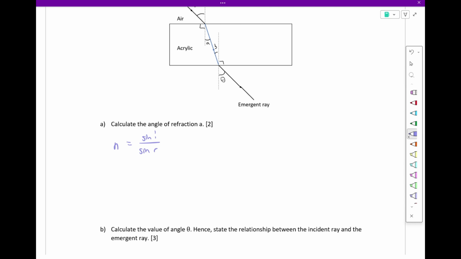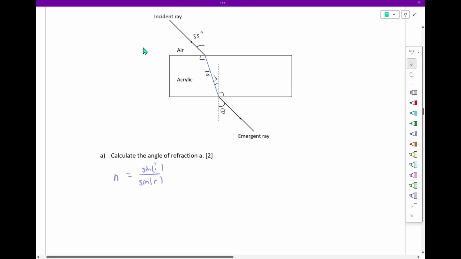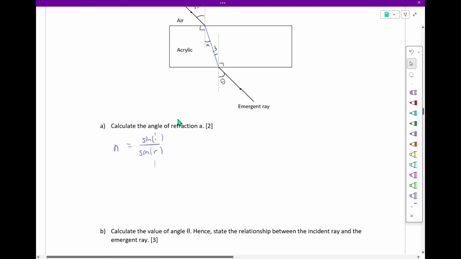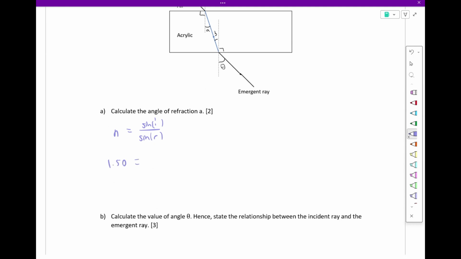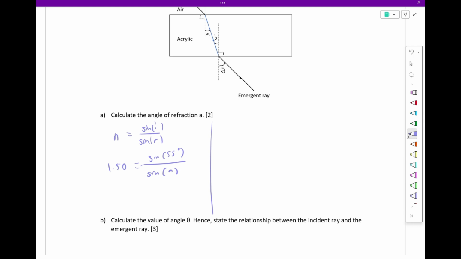Same thing here: because we're moving from air to acrylic, you can see that the 55 degrees is bigger than angle a. So we can just put in the numbers. This is 1.50, you have sine 55 degrees, and you have sine a at the bottom. So all you need to do is solve, so that after you shift it over, sine a is equal to sine 55 over 1.50. Then all you need to do is take sine inverse of sine 55 over 1.50.